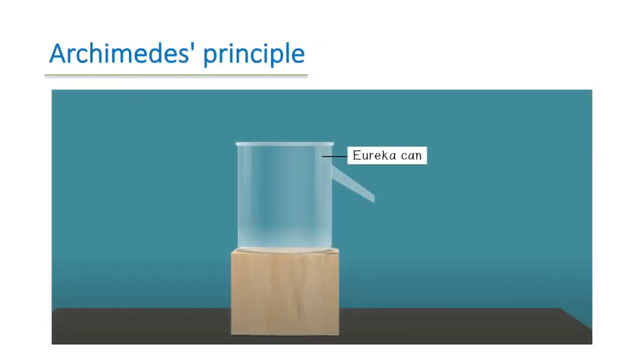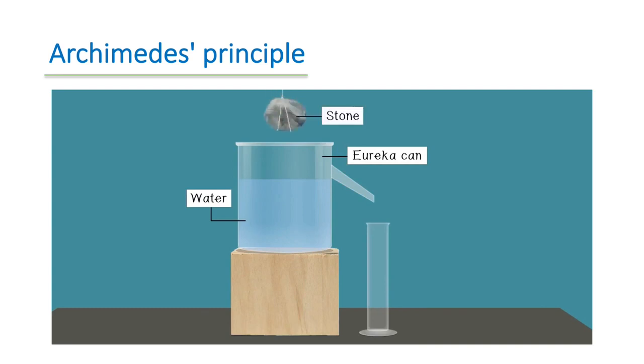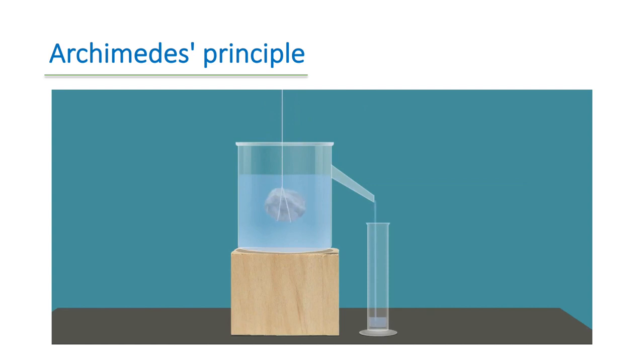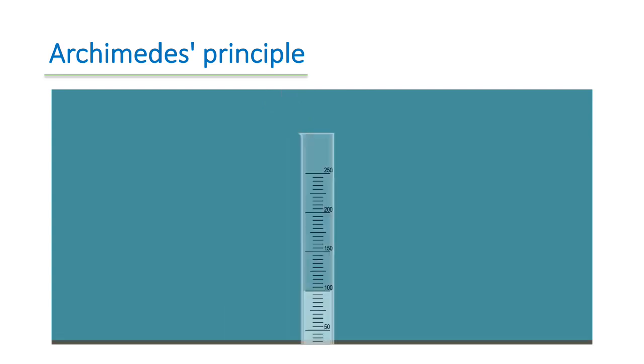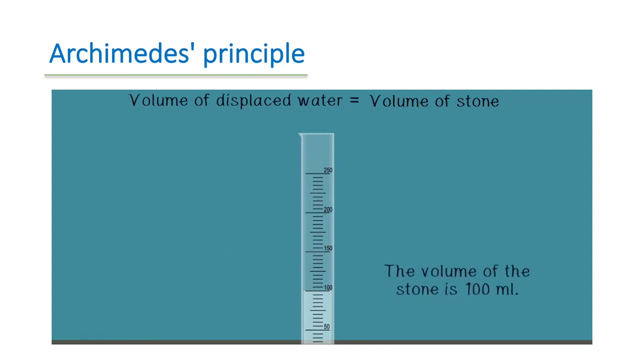The Greek mathematician Archimedes determined that the amount of water displaced by an object equals the volume of the solid. Displacing water to measure the volume of a solid is known as the Archimedes principle. By using a Eureka can, we find the volume of the object by collecting the water displaced in a graduated cylinder.